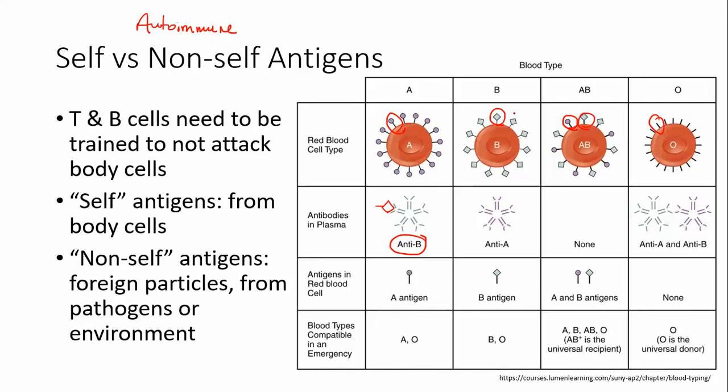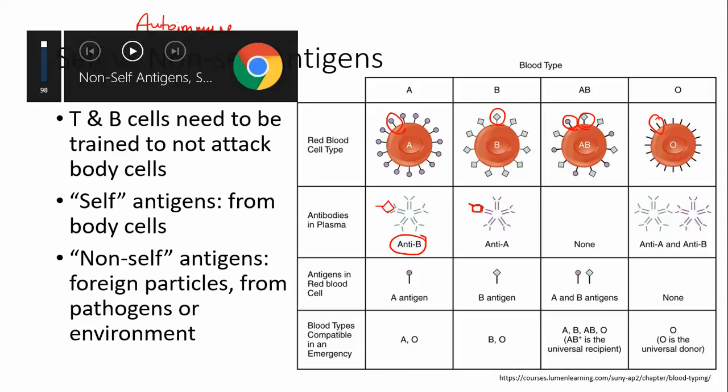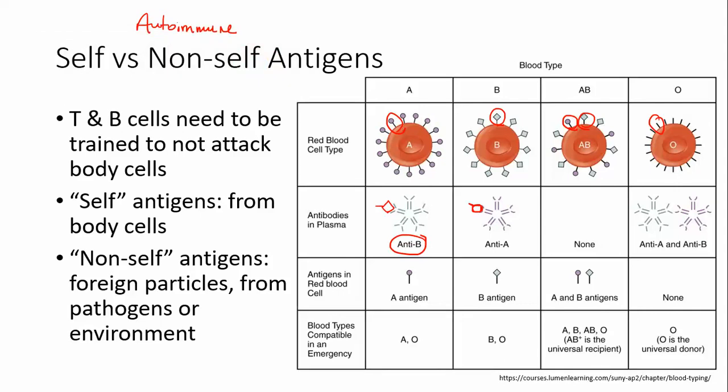Conversely, with type B blood, the body is going to make anti-A antibodies. So if it comes across something with an A antigen, it is going to attack it and basically destroy those cells. Then your type AB blood cells, the person with that blood type doesn't make any antibodies, because if they did, they would be attacking themselves.